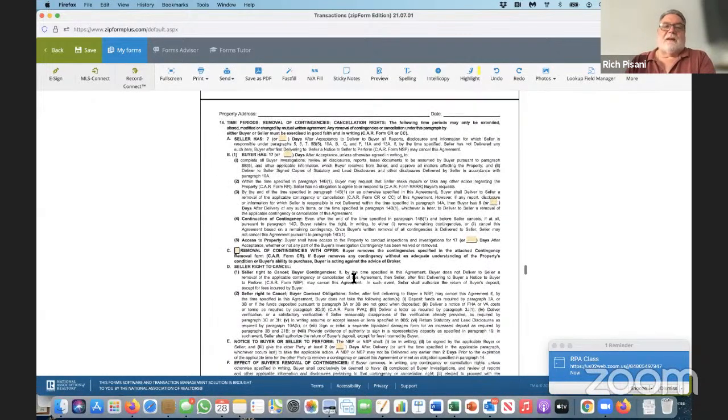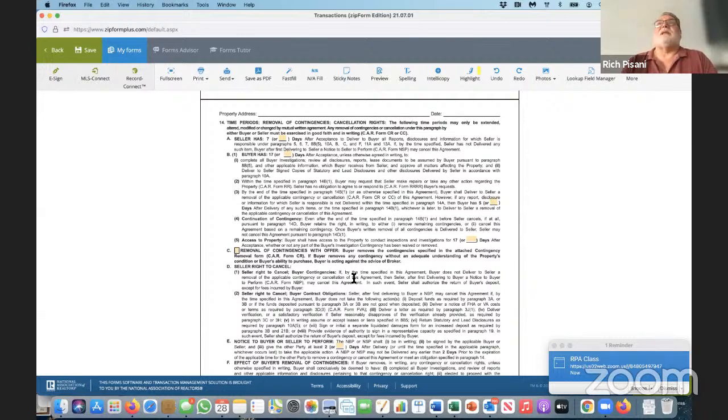Here, item number 14, time periods and contingencies and all that. The seller has, by default, 7 days to order reports and give reports to the buyer. That's the NHD report, the prelim, all of that. They have 7 days to do that in.